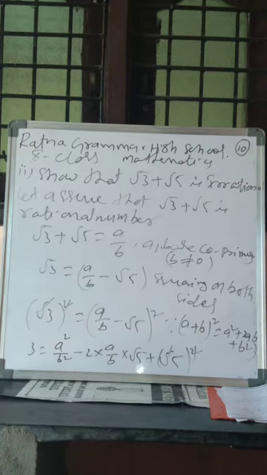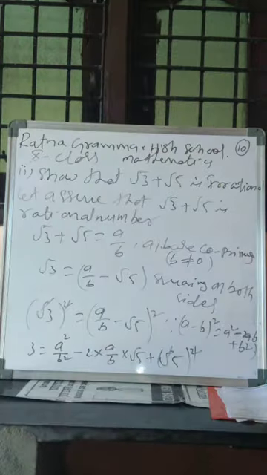Root 3 whole square is equal to, this is the (a minus b) whole square formula. What is the (a minus b) whole square formula? (a minus b) whole square is equal to a square minus 2ab plus b square. So a by b is the a value, root 5 is the b value. So 3 is equal to a square by b square minus 2 into a by b into root 5 plus root 5 whole square.